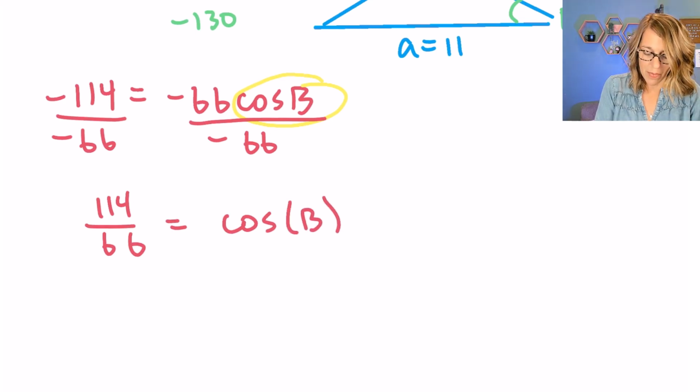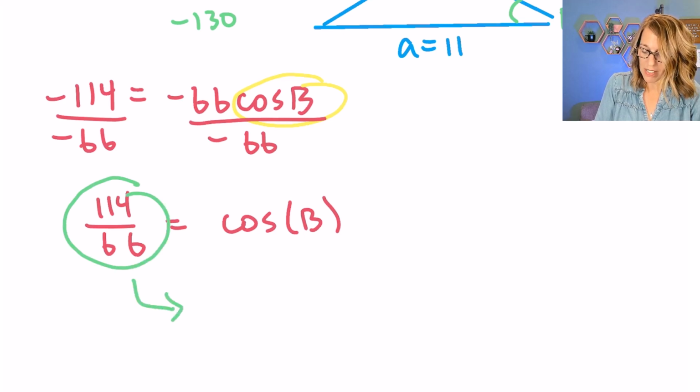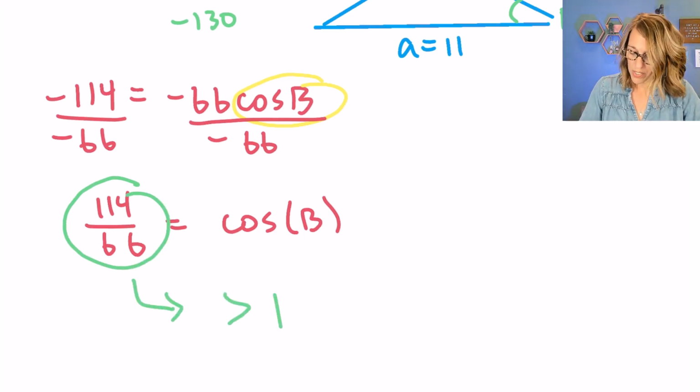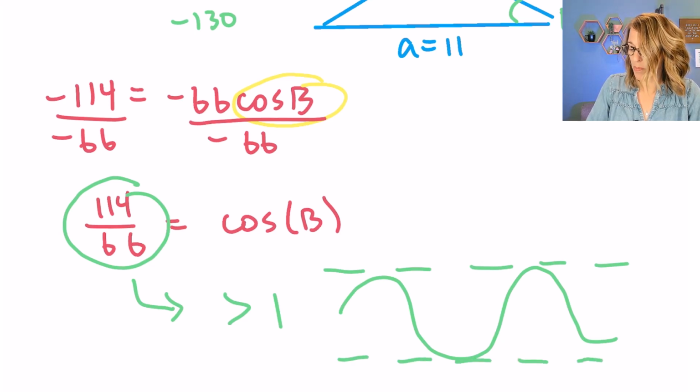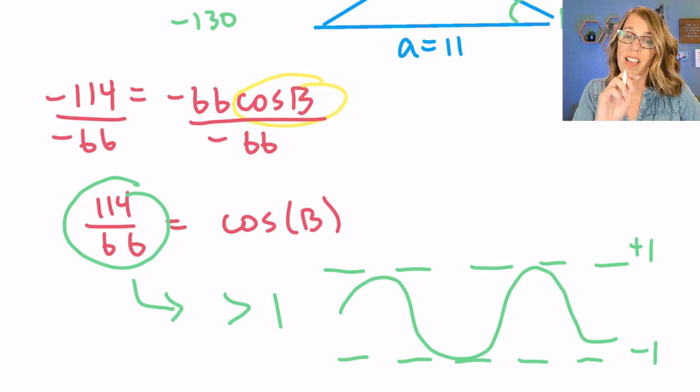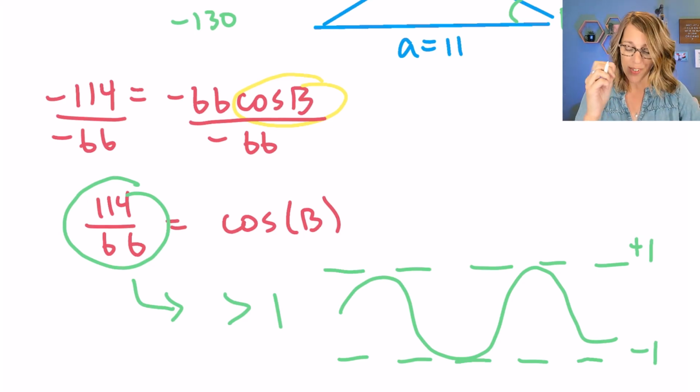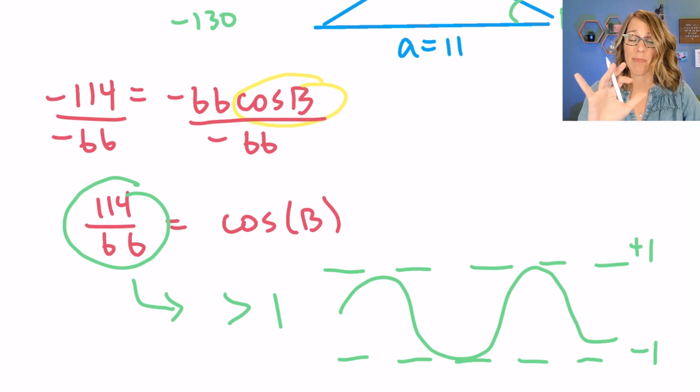Now this number, 114 over 66, is larger than 1. Cosine, if you've done your cosine wave before, those cosine values can only be between negative 1 and positive 1. A cosine of 114 over 66 just isn't possible.